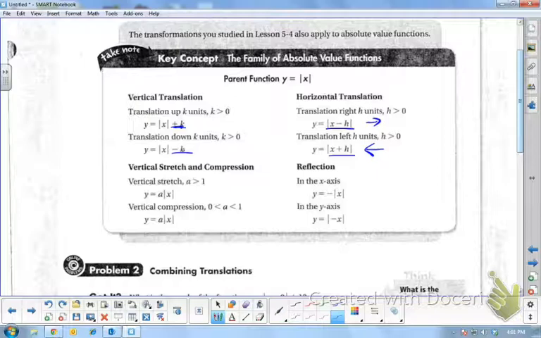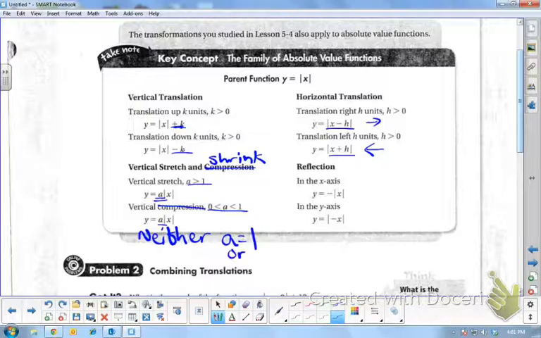And then we also may have a vertical stretch, or they use the word compression, but really we're saying shrink. That's what we've been working with. So this number out front can tell us if we have a stretch, shrink, or neither. So stretch was when a is greater than 1. Shrink is if it was between 0 and 1. And neither if a equals 1 or negative 1.